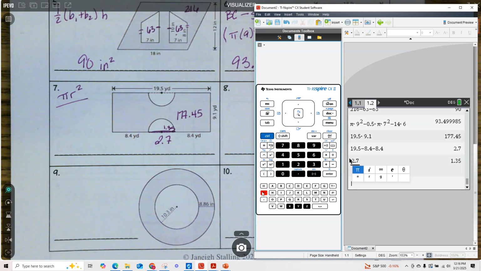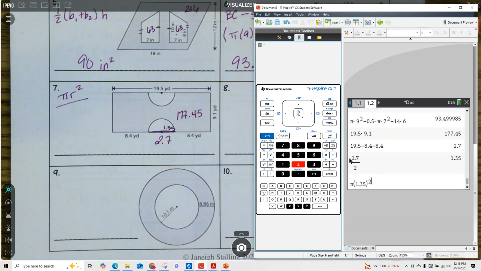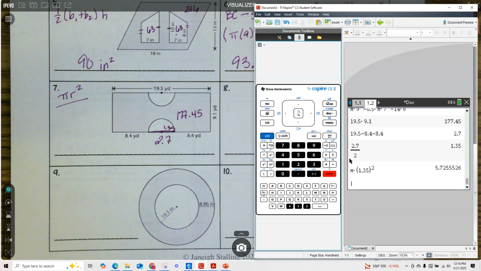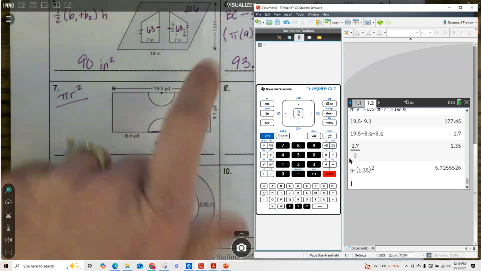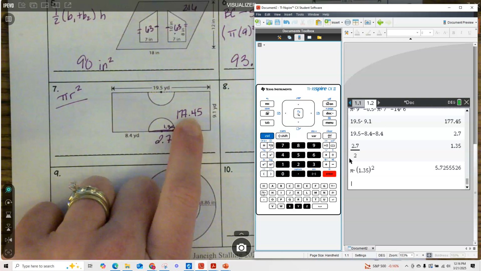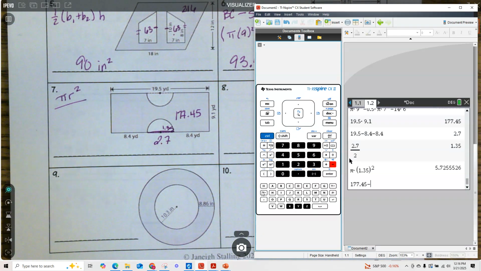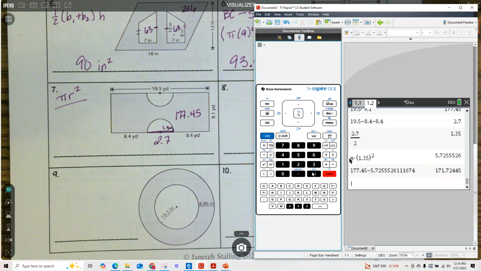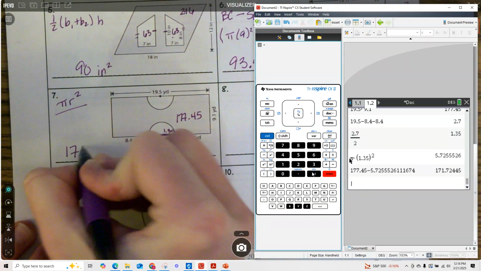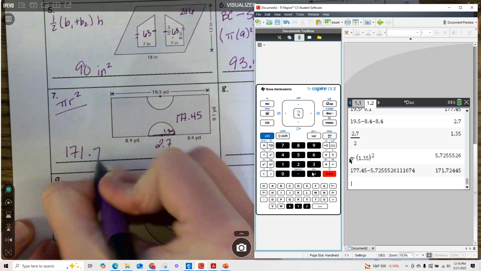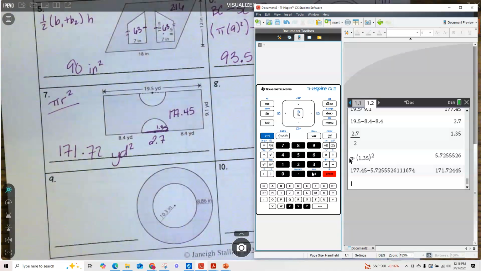So, that kind of messed up my plans there. So we're just going to do the circle. All right, I need to subtract that from the rectangle. So I can type the rectangle in and then just Control negative, put the answer in there. Subtract the circle. 171.72 yards squared. Let me pause this. All right, last one.